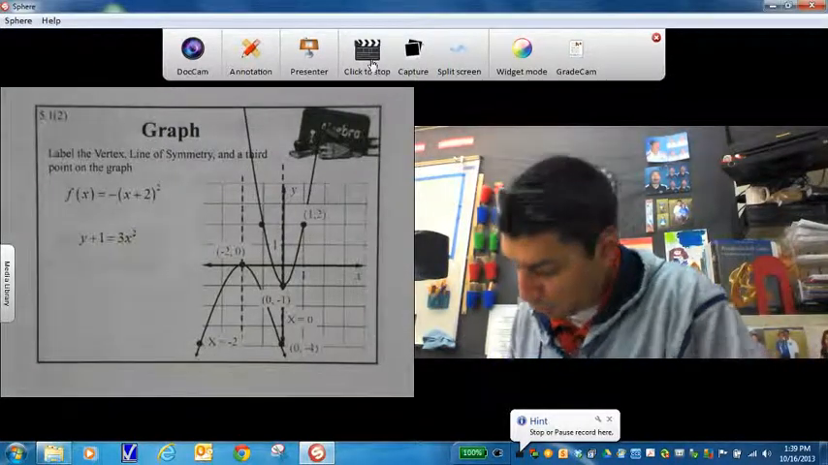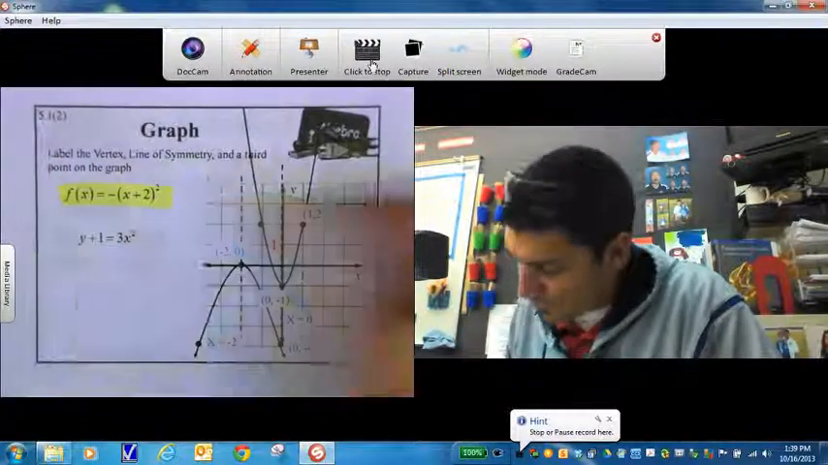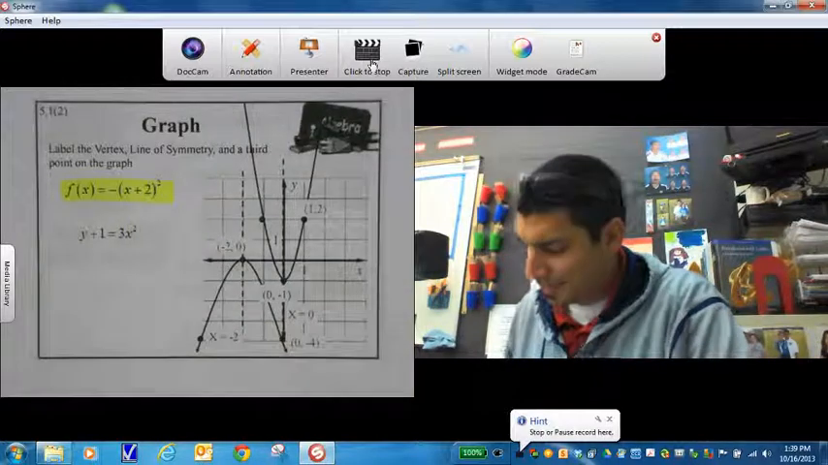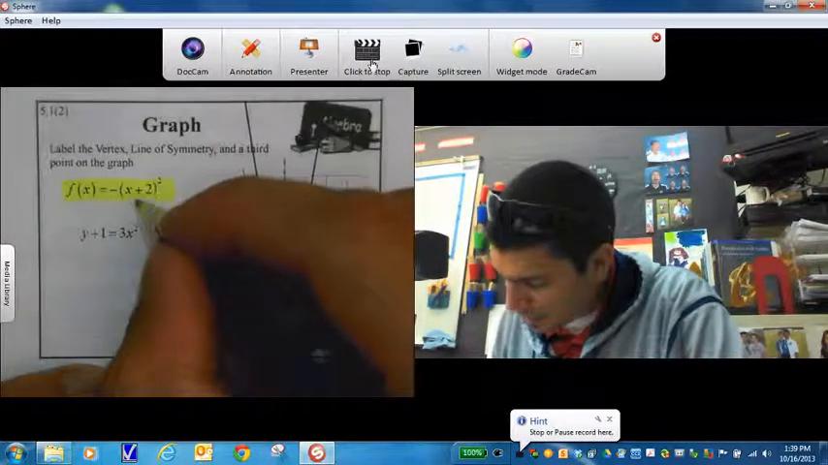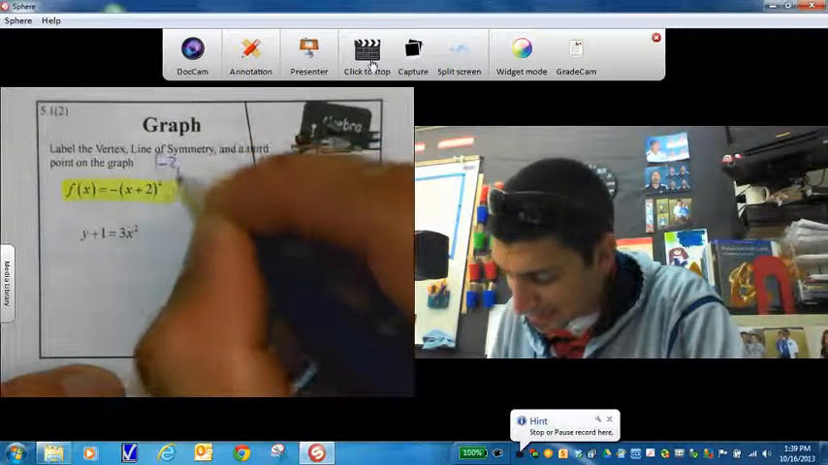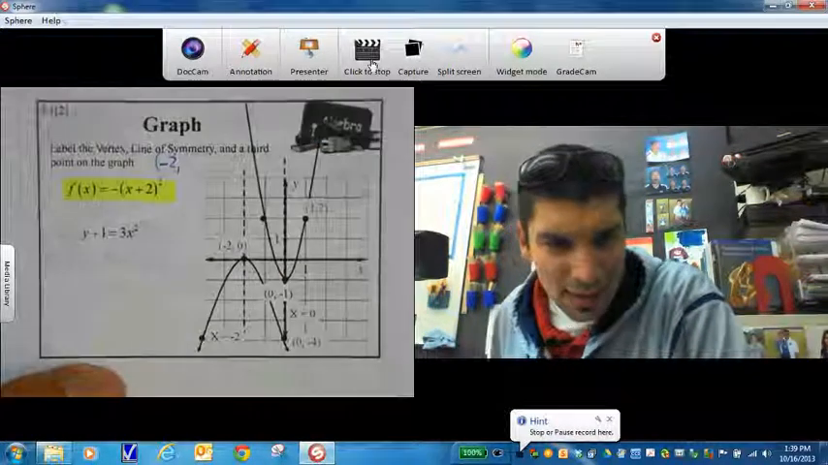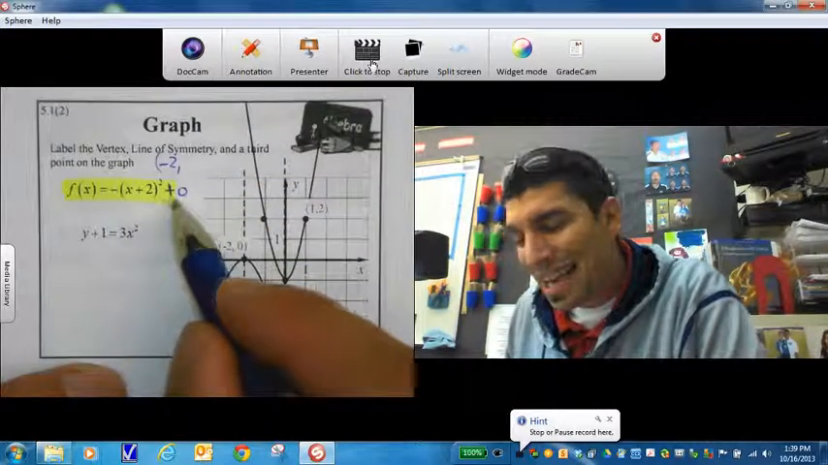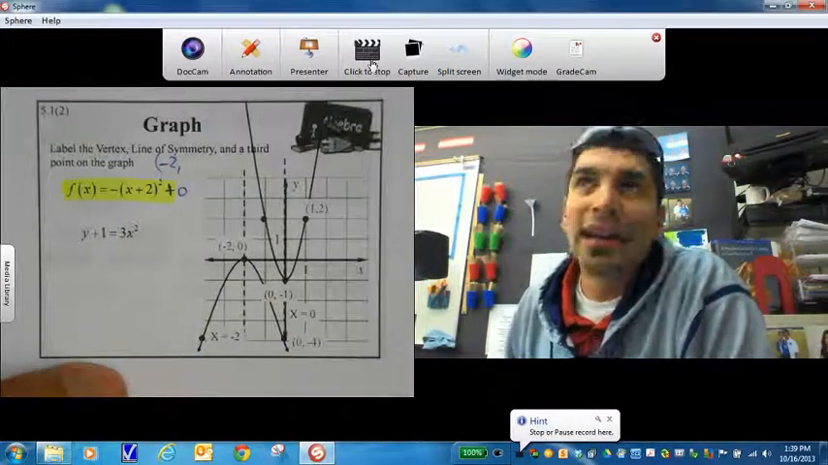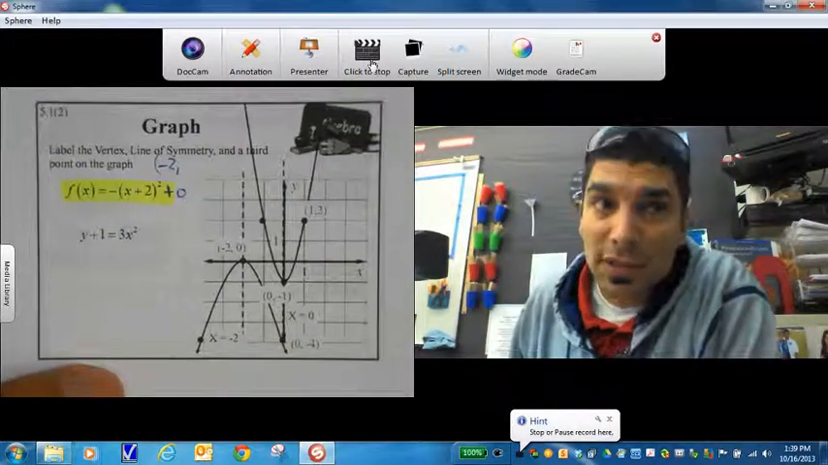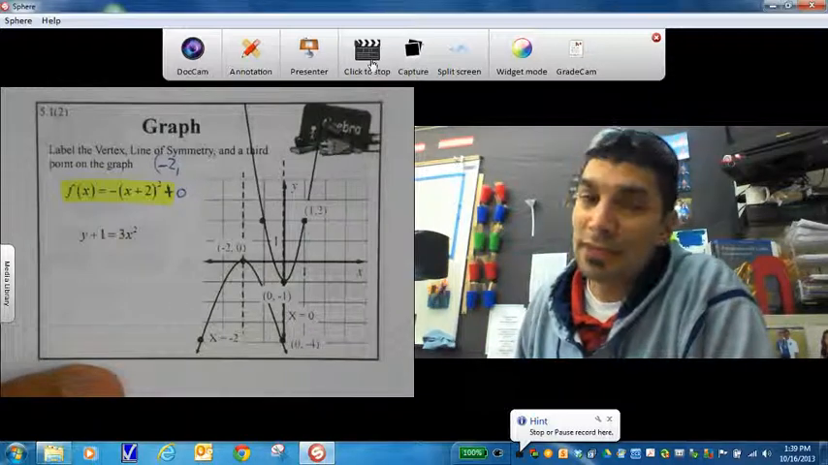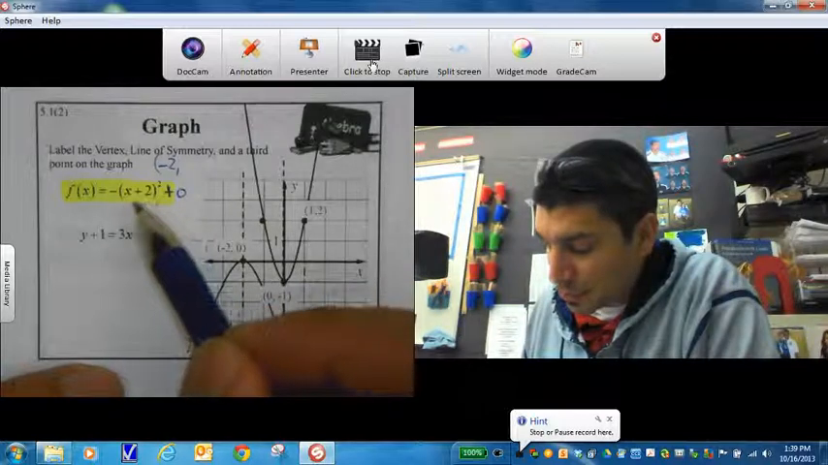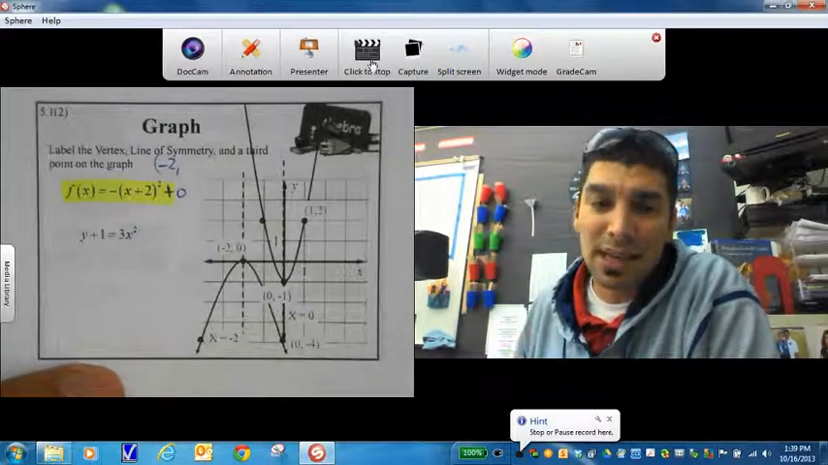So let's start by looking at this one. Let's see if we can figure out everything about this yellow equation. My vertex is opposite. That's my x. But there is no y. So technically, if I wanted to, can I put plus 0? Is that going to change anything if I add nothing to it? 2 plus nothing is 2. 10 plus nothing is 10. Negative parentheses x plus 2 squared plus nothing is the same thing, isn't it?